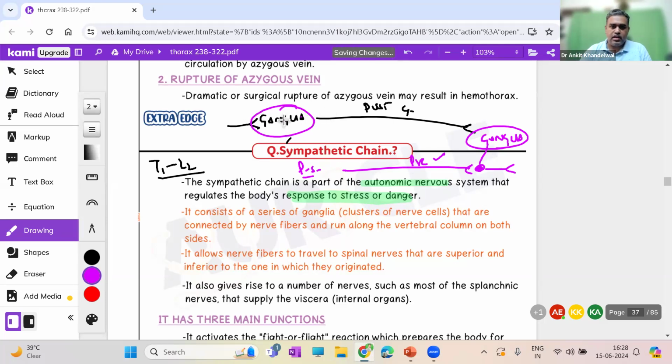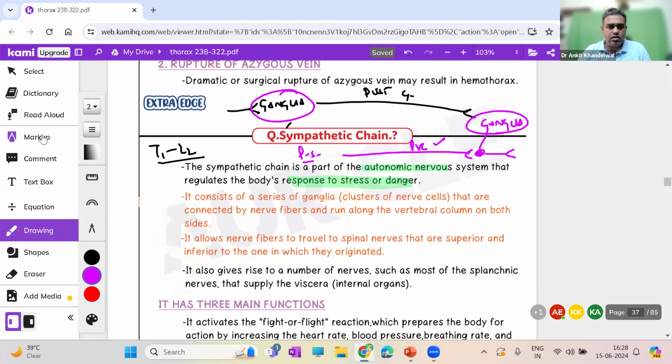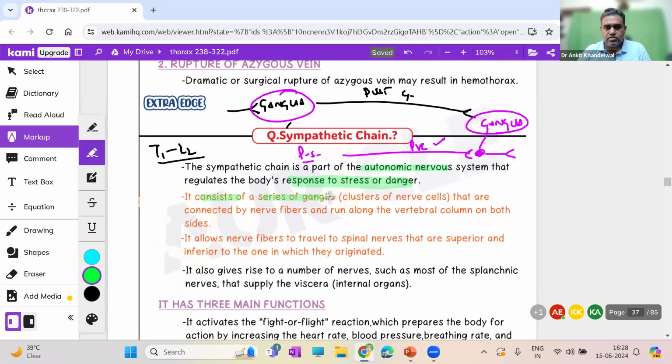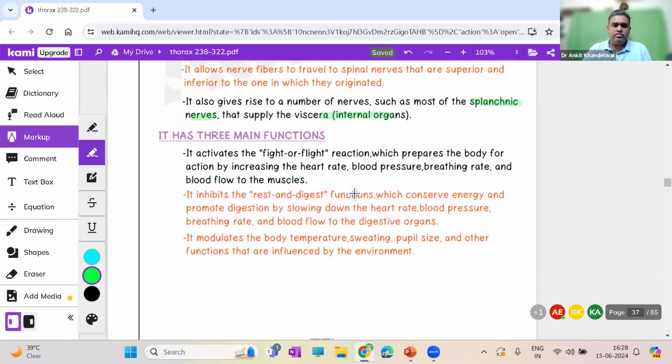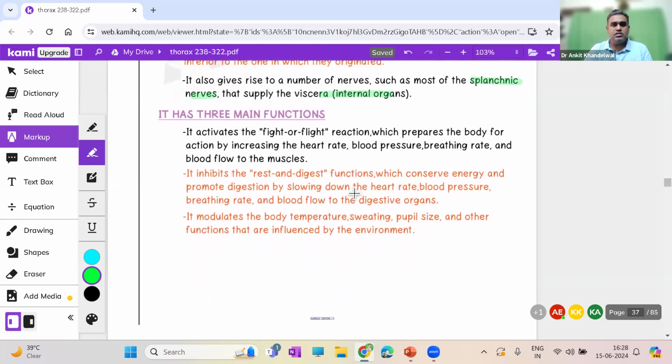Therefore, here you also will see a series of ganglia. It also consists of a series of ganglia known as paravertebral ganglia. Okay. It also gives rise to a number of splanchnic nerves that supply the viscera, mainly the internal organs. The main function of your sympathetic system is fight and flight, that we all are aware of, the fight and flight reaction.